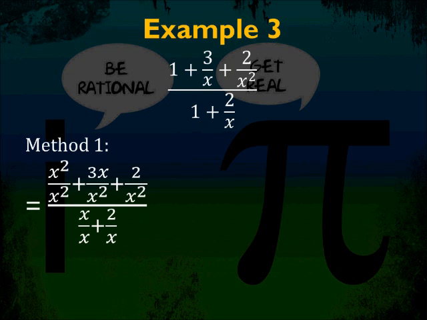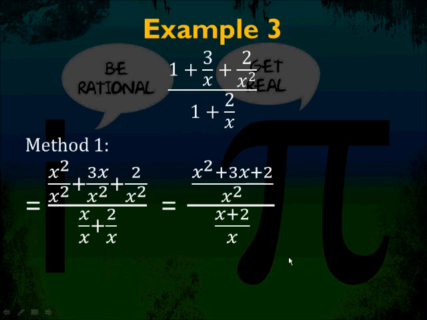Alright, so again, the least common denominator of the fractions on the top is x squared. So I converted each one to a fraction of x squared. So x squared over x squared is 1, 3x over x squared is this one, and 2 over x squared is that one. You convert the bottom fractions to x over x plus 2 over x. Now we just add all that together, and you get x squared plus 3x plus 2 over x squared, all over x plus 2 over x.